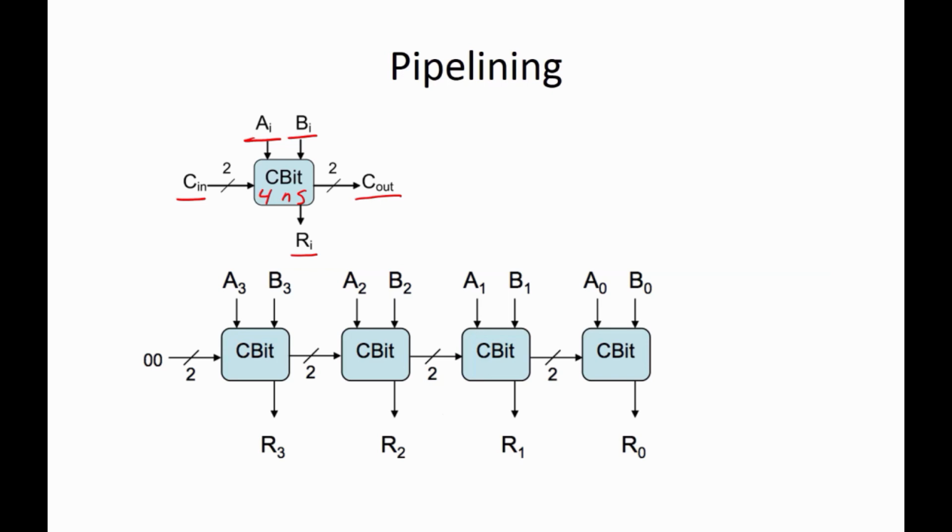The propagation delay of a combinational circuit is the propagation delay along its longest path from input to output. In this case, the longest path is through 4 C-bit modules. Since each C-bit module has a propagation delay of 4 nanoseconds, the propagation delay of this combinational circuit is 4 times 4 nanoseconds, which equals 16 nanoseconds. The throughput of a combinational circuit is 1 over its latency. So the throughput of this circuit is 1 over 16 nanoseconds.